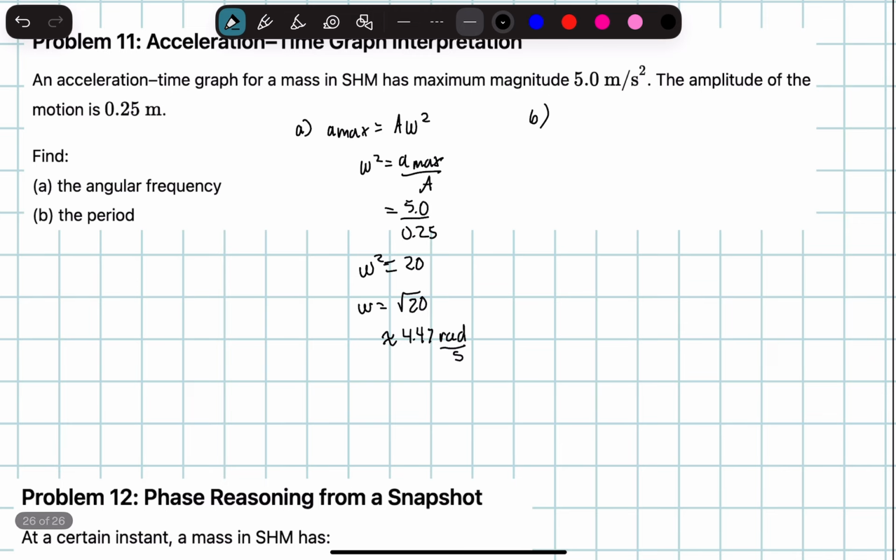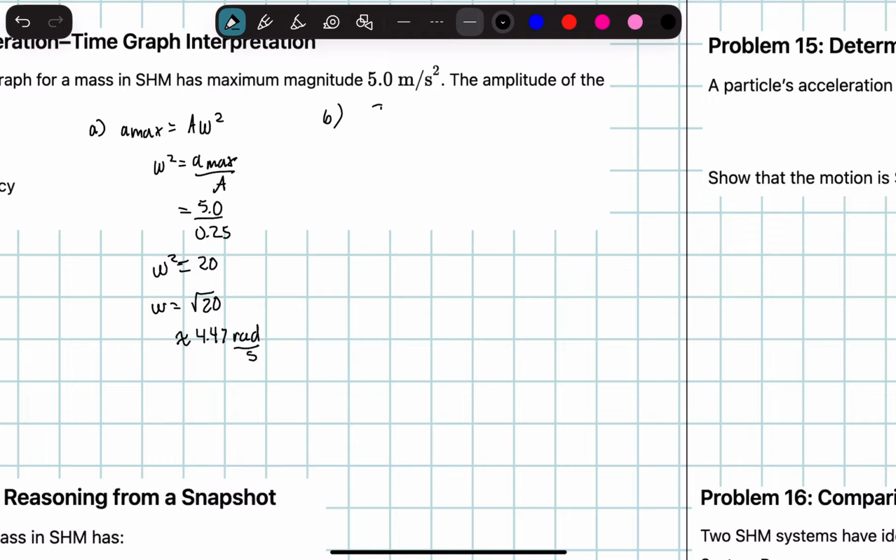An acceleration time graph for a mass in simple harmonic motion has a maximum magnitude of 5 meters per second squared. The amplitude of the motion is 0.25 meters. Find the angular frequency. So we can use that A max, the maximum acceleration, is equal to the amplitude times omega squared. Rearranging for omega squared, we have omega squared is equal to A max divided by the amplitude, which is 5 over 0.25, which is 20. Now rooting both sides, we have 4.47 radians per second. Now for the period, T is equal to 2 pi over omega, 2 pi over 4.47, approximately 1.41 seconds.